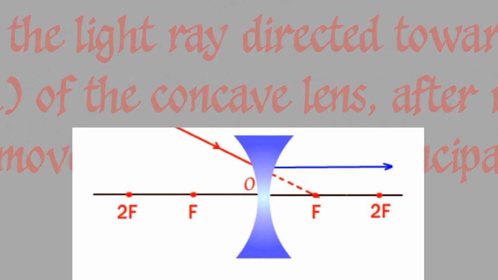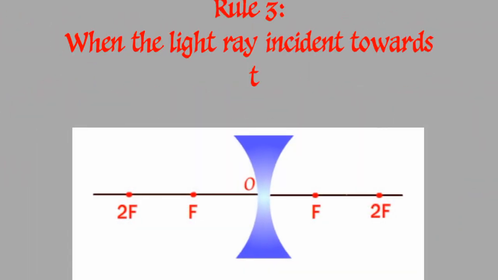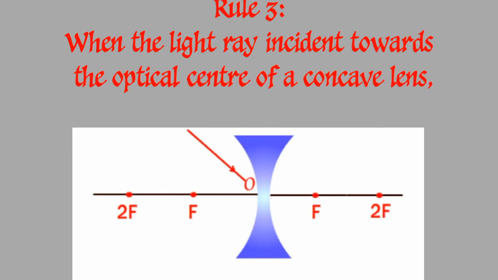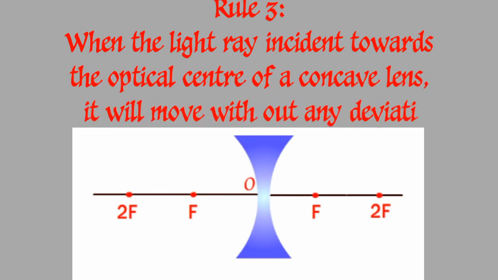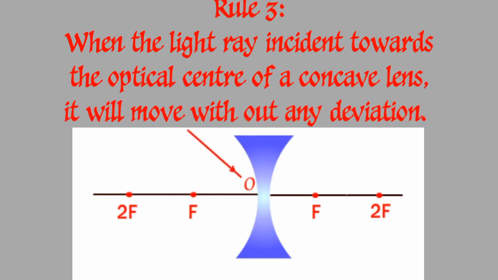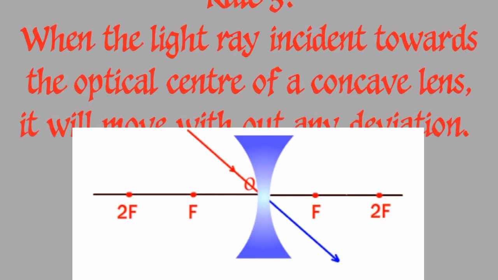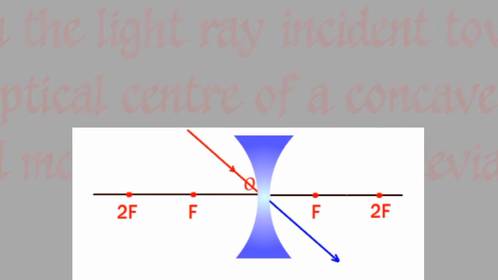Then the third condition: what happens if a light ray is directed towards the optic center of the concave lens? If a light ray is directed towards the optic center of a concave lens, it will move without any deviation. There is no bending, or no path change. It follows the same path.